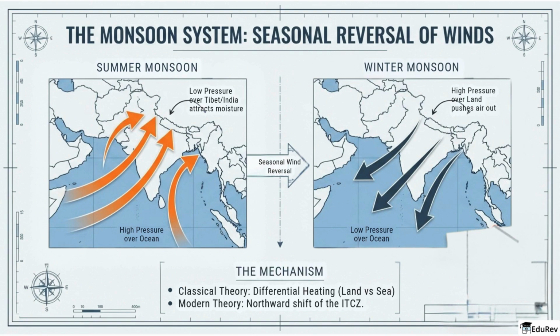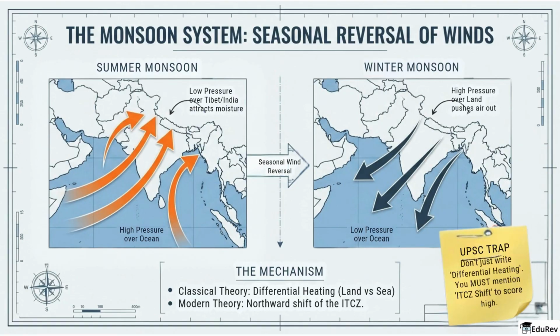Mechanism-wise, two lines must come together. Classical explanation: differential heating between land and sea. Modern explanation: northward shift of the ITCZ. ITCZ is the Intertropical Convergence Zone, a zone where trade winds converge and air rises, creating cloudiness and rainfall.